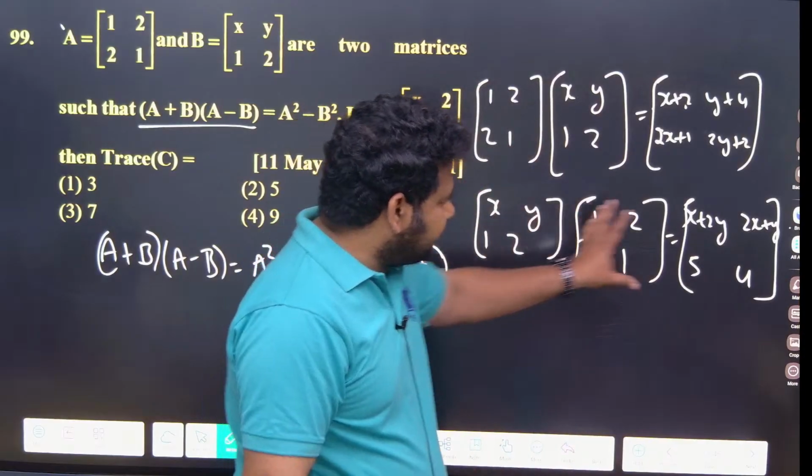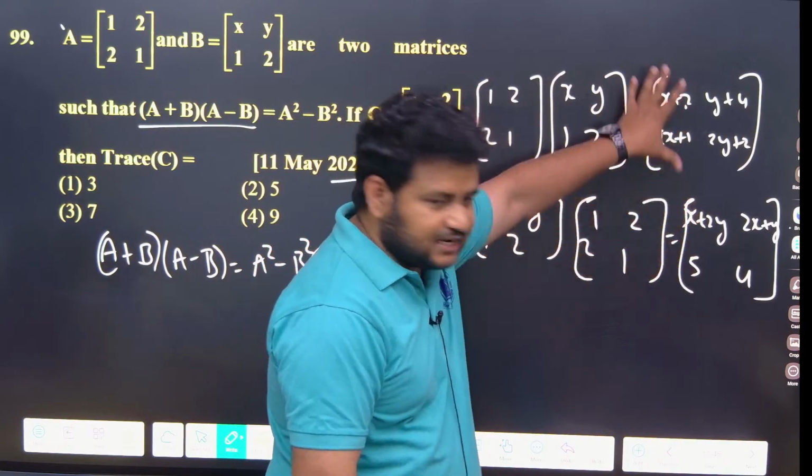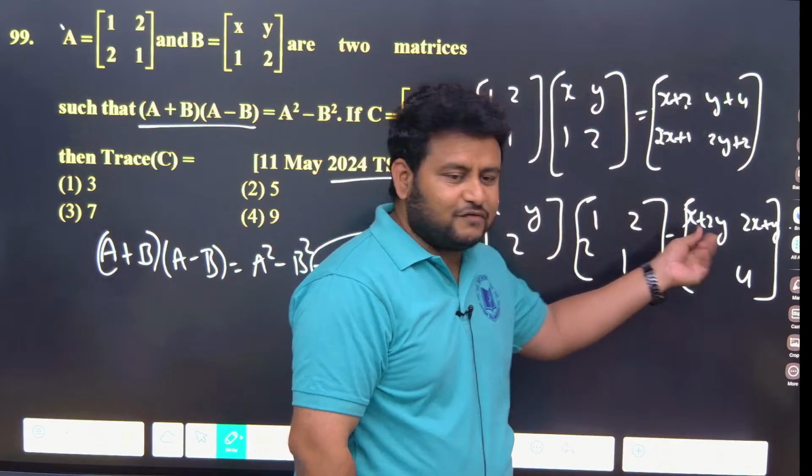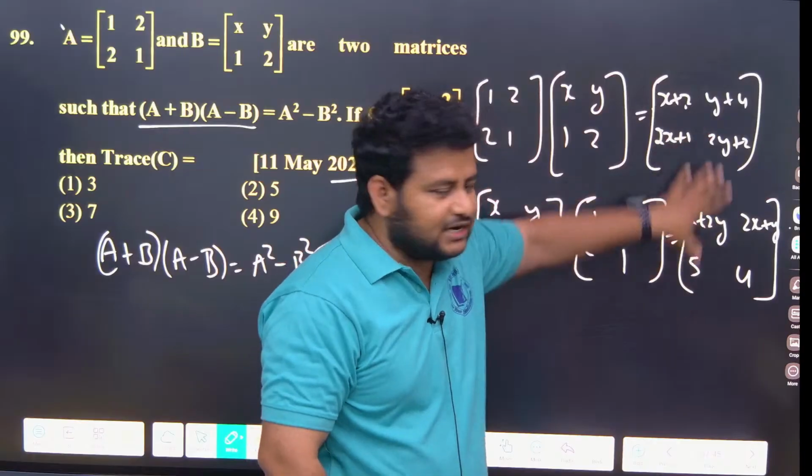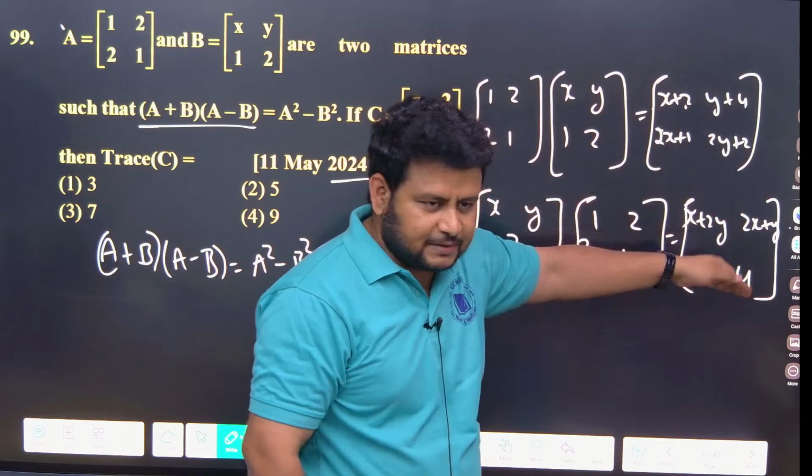So it will not come equal like this. It is actually equal. Why is it not coming equal? Because you don't know the value of x and y, but we should take it equal. That is called equality of the matrix. So you take this matrix and this matrix as equal.